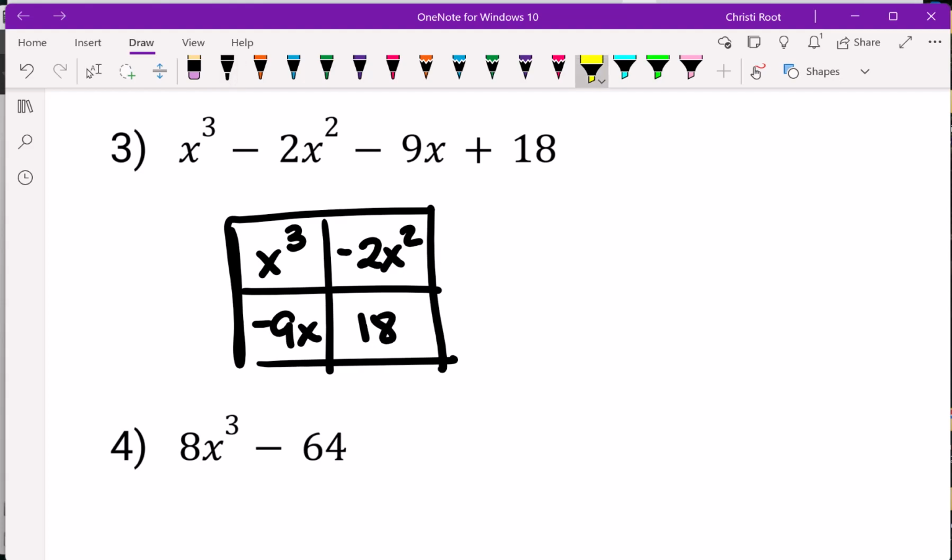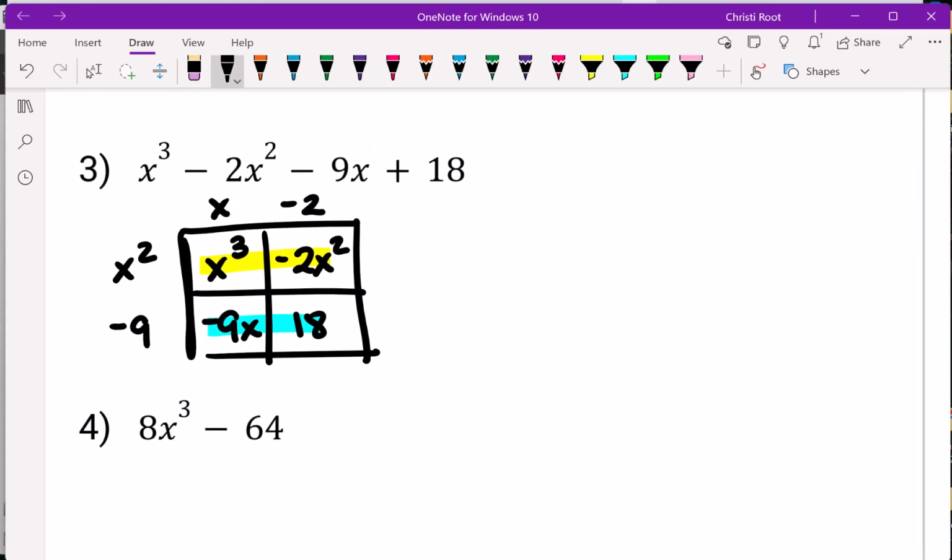The reason why I like this is because I can easily figure out a GCF of each one of these rows, which is x squared and -9. And then I can work backwards. So that would be x, and this is going to be -2. So my first go would be x squared minus 9 and x minus 2.